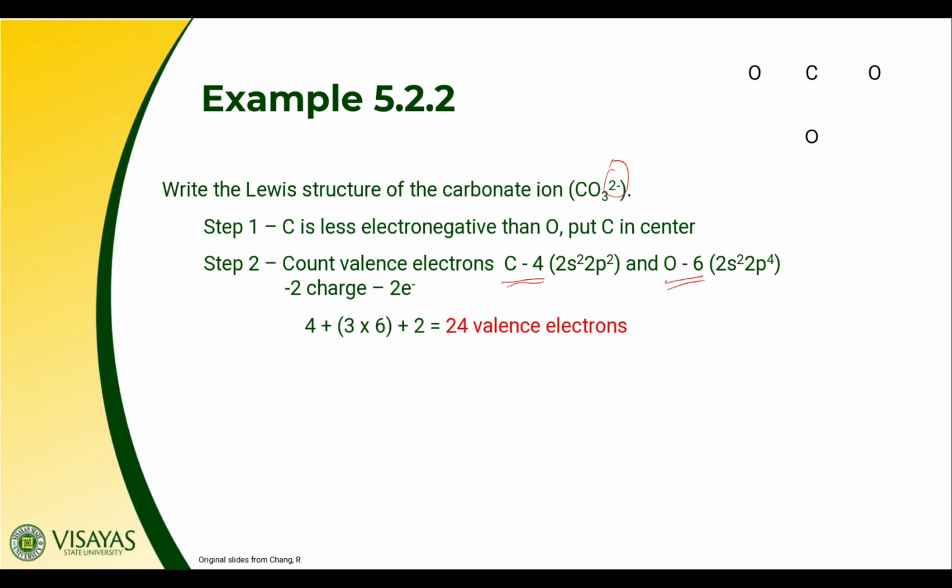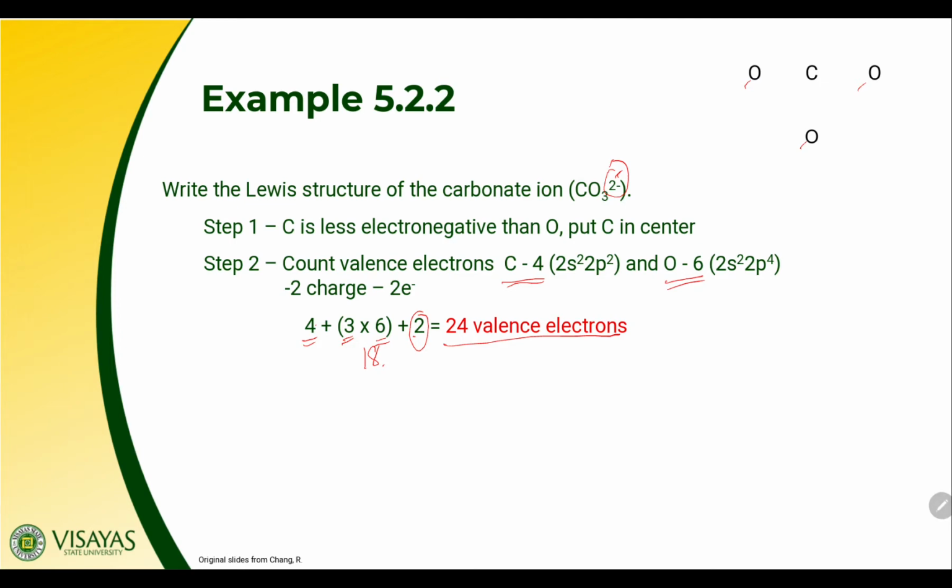So in total, we have 4. This 4 is from the valence electron of carbon. The valence electron of oxygen is 6. Since we have 3 oxygen atoms, we will multiply 6 by 3. And this 2 here is from the 2 negative charge of the carbonate ion. So this is 4 plus 3 times 6 is 18. So 4 plus 18 plus 2, we have 24 valence electrons.